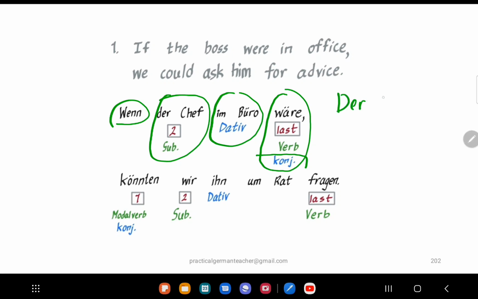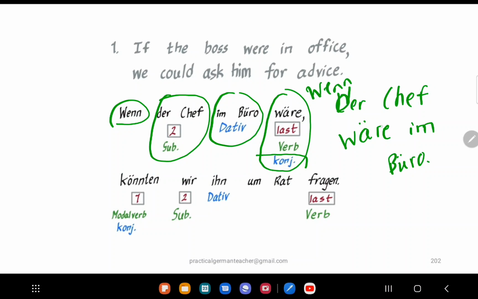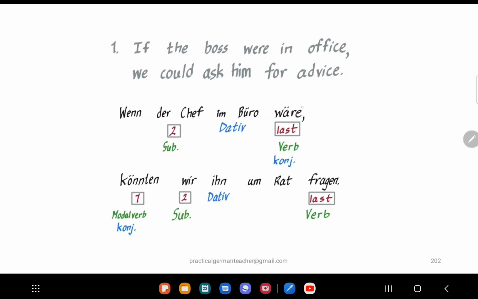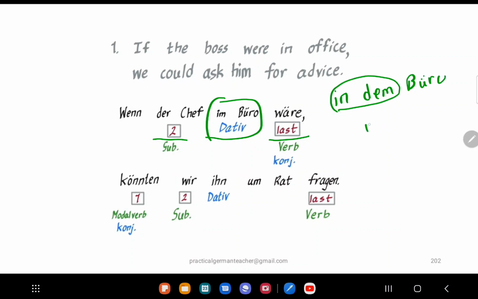der Chef wäre im Büro. Okay, but because you are using wenn, it comes here, right, before the subject, and this wäre moves to the last position. That is why you have wäre over here at the last position. And this one, im Büro, is in dative case, so it's actually in dem Büro. In German, when you have "in dem", you can just say im.